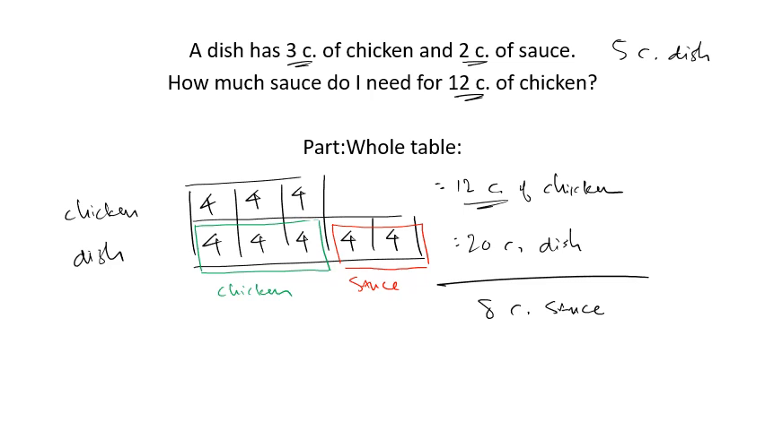So now we know the size of the dish, and the size of the chicken, and the size of the sauce. So it's just a means of allowing us to work with something where parts and wholes are both used within the problem. It's a nice concrete way of structuring and organizing the pieces that are in the problem as well.